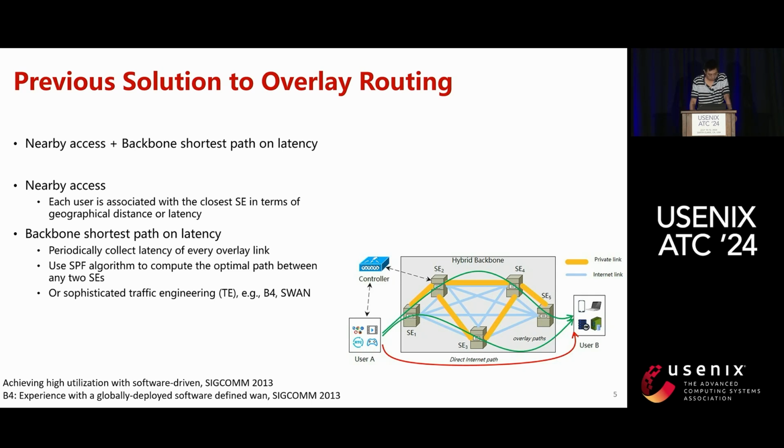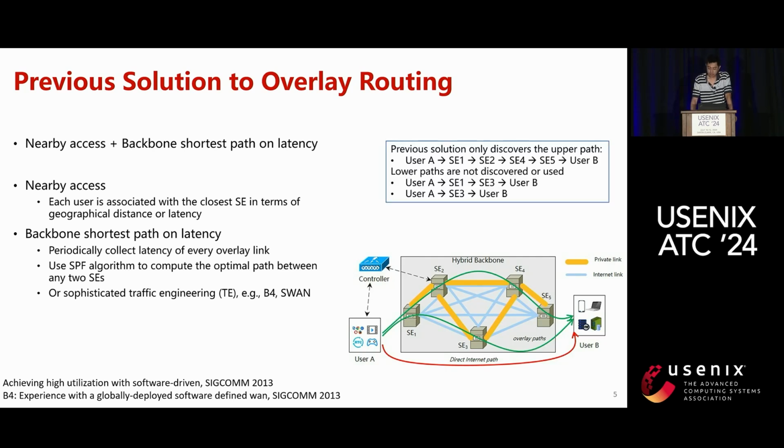For the backbone shortest path, our previous approach was based on latency. Basically, we periodically collect the latency of every overlay link and use a very simple shortest-path-first algorithm to compute the optimal path between any two SEs. Other backbone-related work has more sophisticated traffic engineering or routing methods.